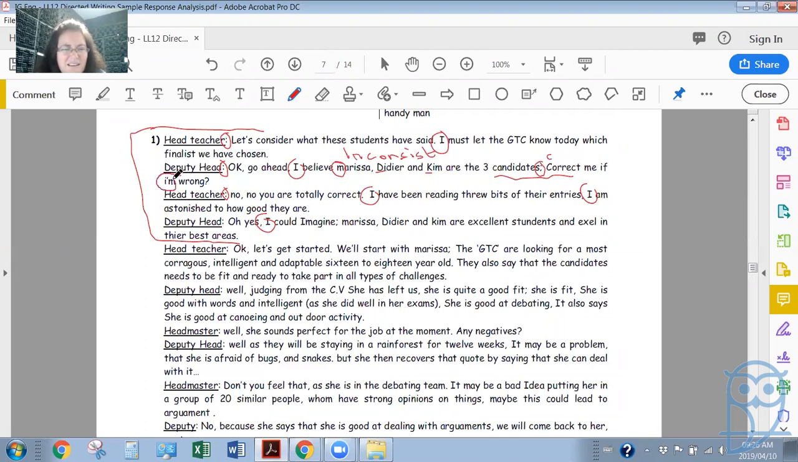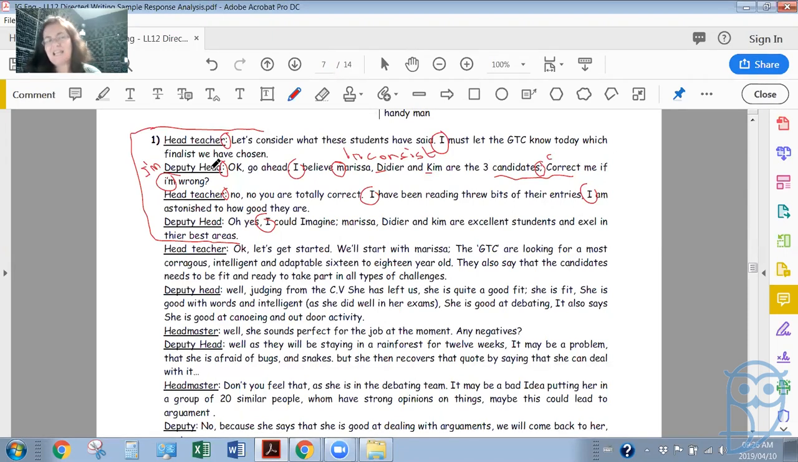Look here. That's wrong. Should be I'm. Okay, good. And then one of the things says, no, you are correct. Sounds like slang or very relaxed for an important meeting. Good, yes. Okay, remember, this is the head teacher and the deputy head. They are professional. They have to appear to be professional to one another.